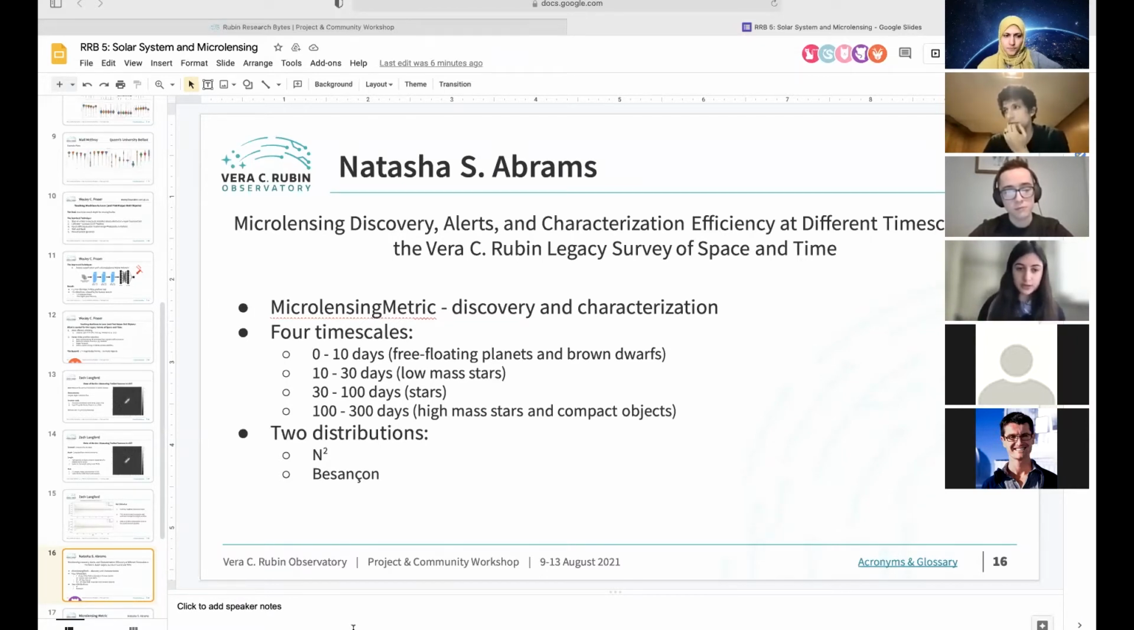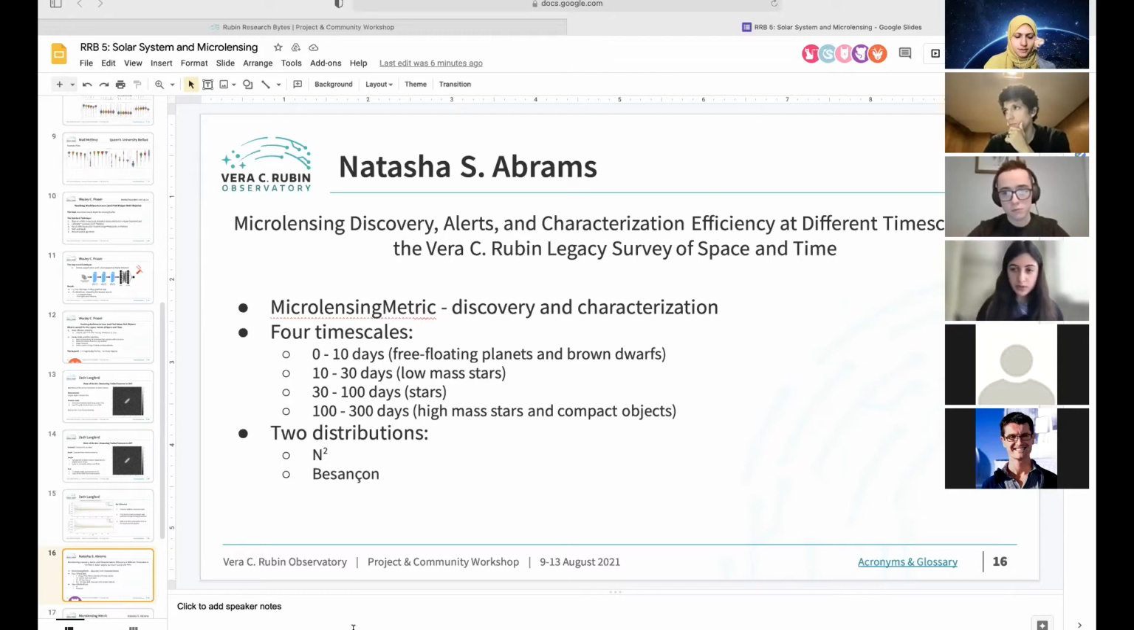We developed a microlensing metric to look at the discovery and characterization efficiency for different OpSims in the Rubin Observatory. We simulated 4 different timescales of observations, since the lens mass determines the timescale of the event: 0 to 10 days, which are free-floating planets and brown dwarfs, 10 to 30 days, which are low-mass stars, 30 to 100 days, which are stars in general, and 100 to 300 days, which are high-mass stars and compact objects.